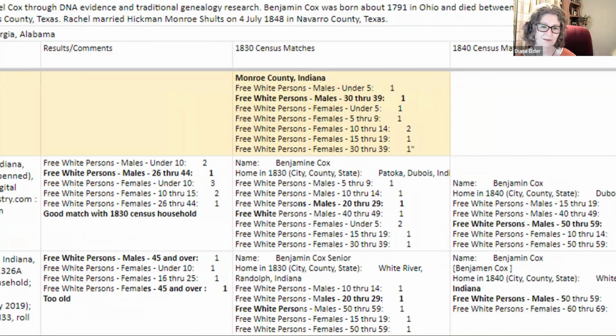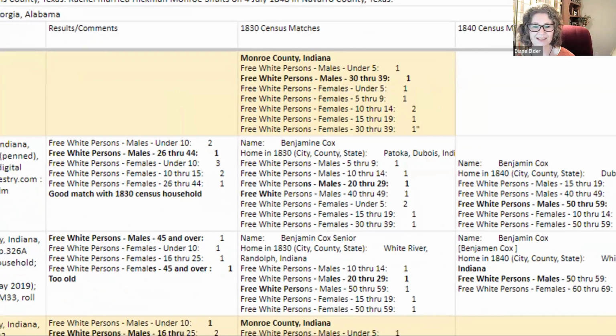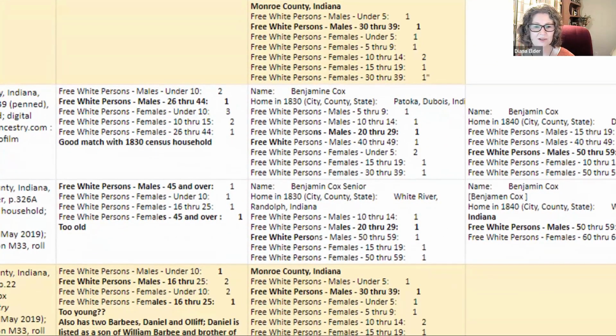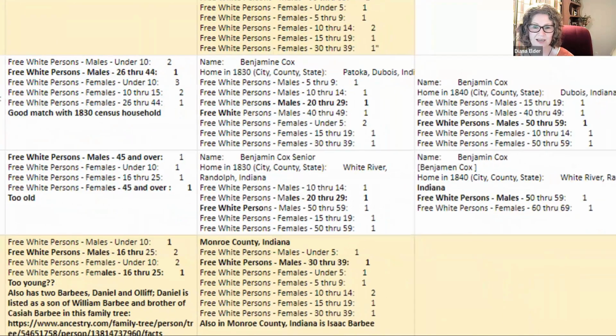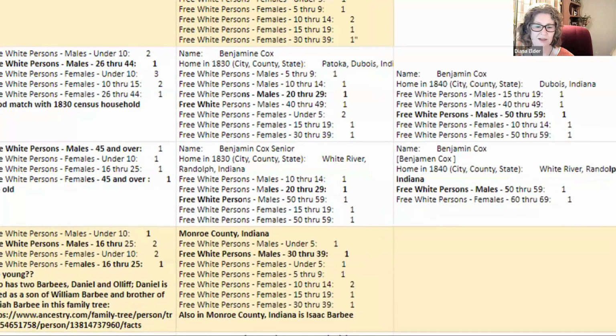You know, for instance, if you're doing a study of an individual and you find his probate and you realize, nope, that's not my ancestor, you can do something like this. So I continued researching these. This guy here is Randolph County. And then here he is, Randolph County, and here he is again in White River, Randolph. So he's definitely not the right one.